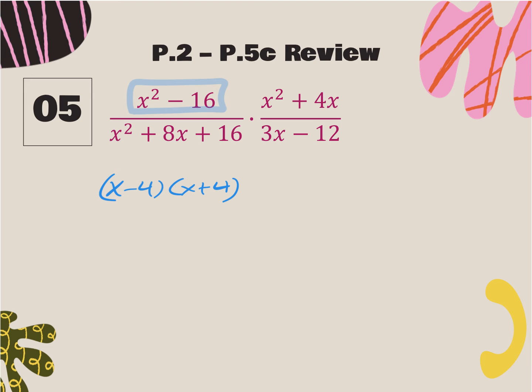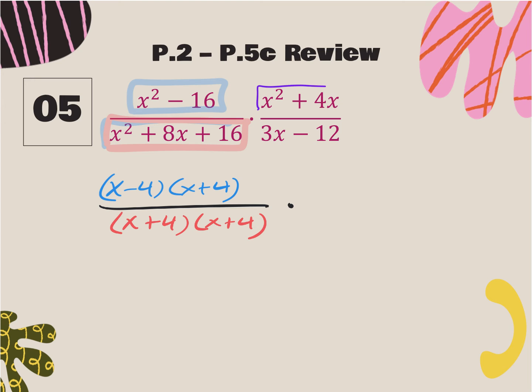Then the trinomial in the denominator, I can go ahead and factor that one as well. It's a perfect square trinomial, so it's going to factor into x plus 4 and x plus 4. And then now the new numerator over here, I can factor out a GCF of x. And then for the denominator, I can also factor out a GCF of 3.